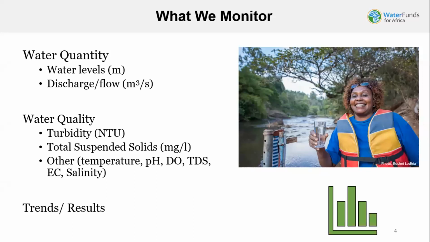We would also want to monitor trends in water quality to see that in 5 years, the project will have contributed to at least 10% reduction in sediment load in the rivers. And so we therefore measure parameters like turbidity and total suspended solids, and other parameters like temperature, pH, dissolved oxygen, and electrical conductivity. And so at the end of the day, we analyze this data to inform or quantify the impacts of the project activities.